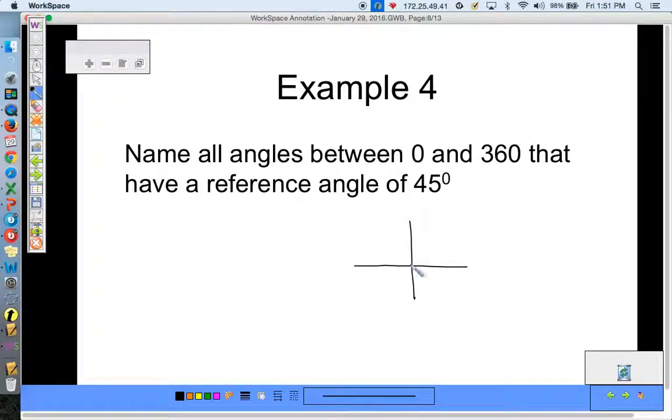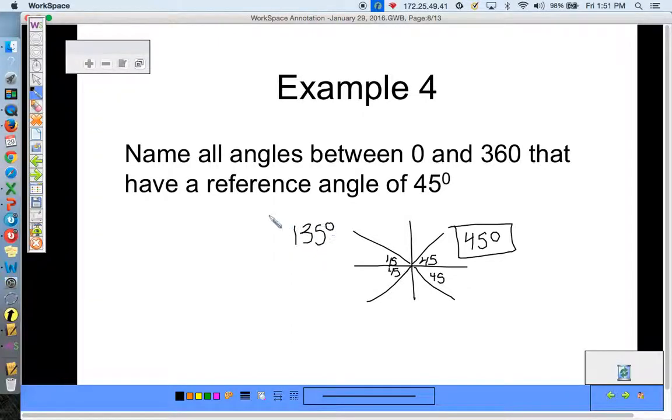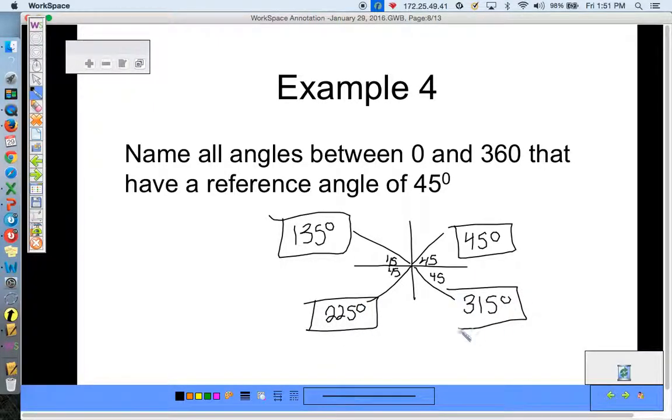And 45. So we have 45 degrees, 45 above, we have 135 degrees. 45 here, we have 225 degrees. And 45, we have 315.